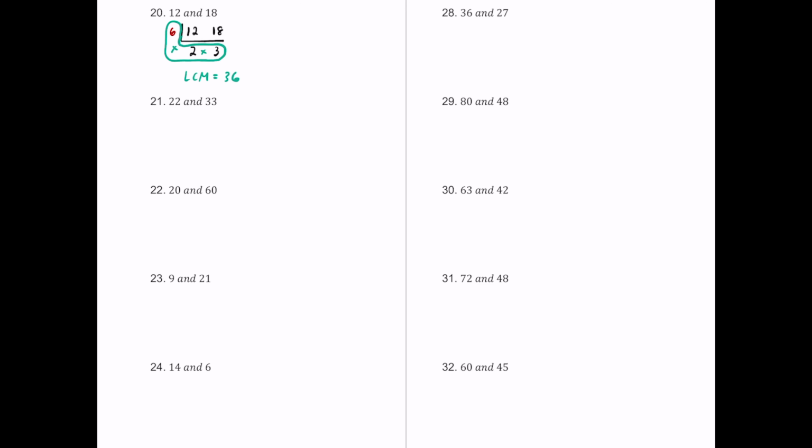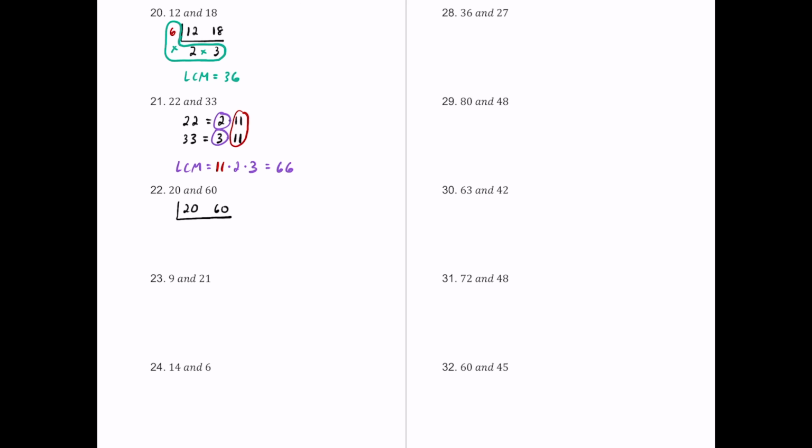For 21, let's try prime factorizations. So we have 22, that's equal to 2 times 11. And for 33, that's equal to 3 times 11. So what do they have in common? They have these 11s, that's one pair. And so for the LCM, we're going to start off saying, okay, we do have 11 as their common, that's their GCF, and then we multiply by the extras. So multiply by 2 and 3. So 11 times 2 is 22, times 3 is 66, so the first time they meet is 66. For number 22, let's go ahead and use the ladder method. We have 20 and we have 60.